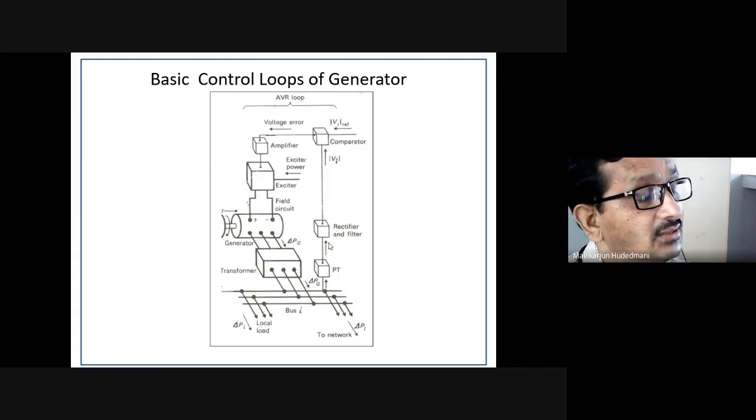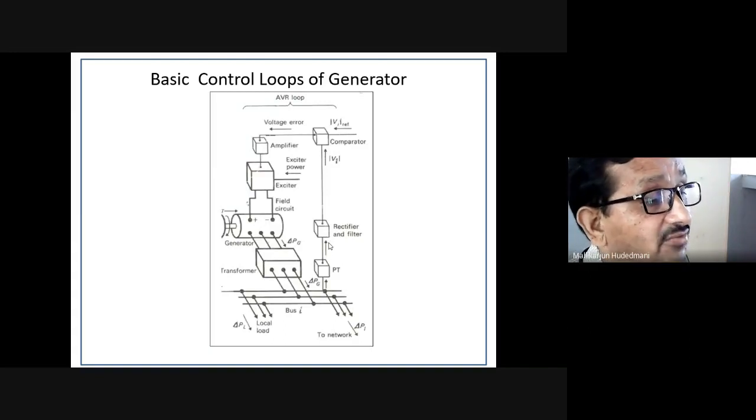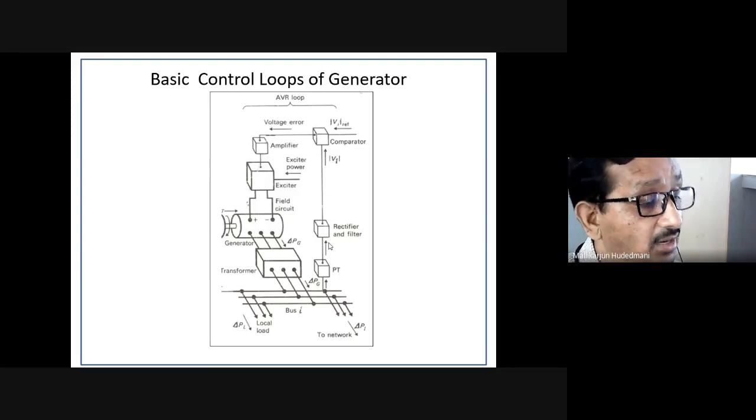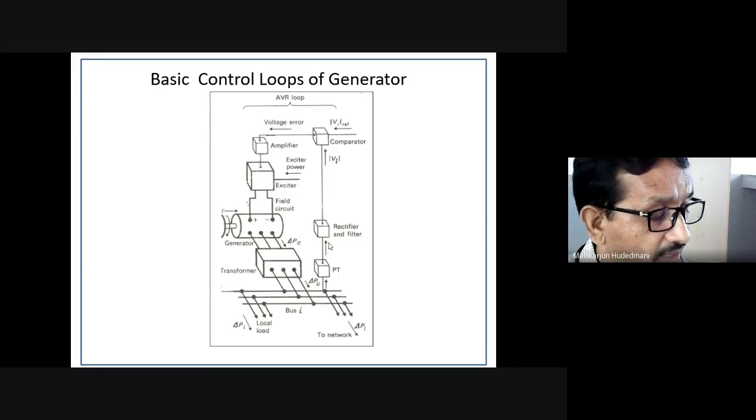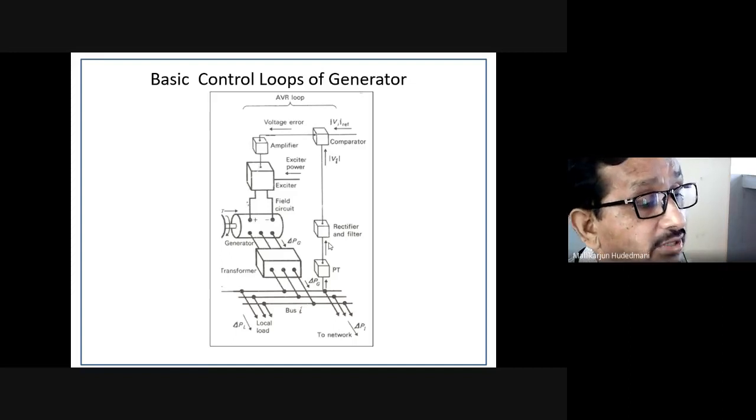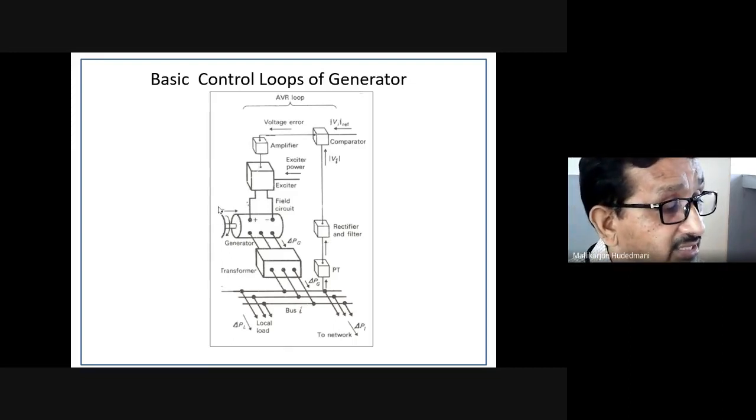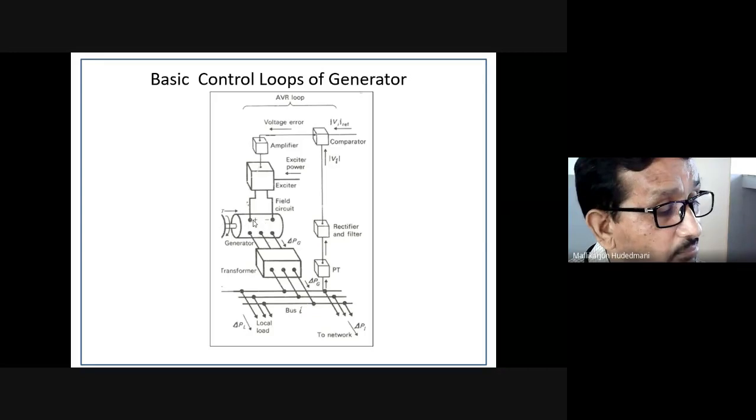Now you can see I have cut only the right part of that. Suppose you are supposed to understand only the AVR loop. What is AVR? Automatic voltage regulator loop. I have taken only the generator. Turbine is driving the generator. Mechanical input. This is developing electrical power.